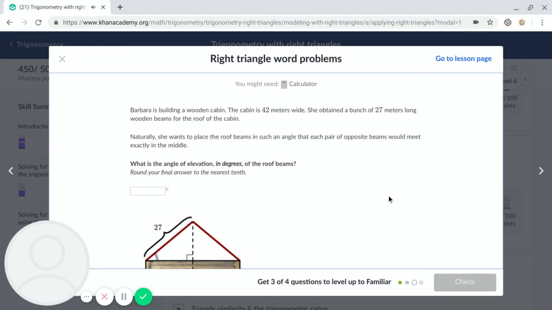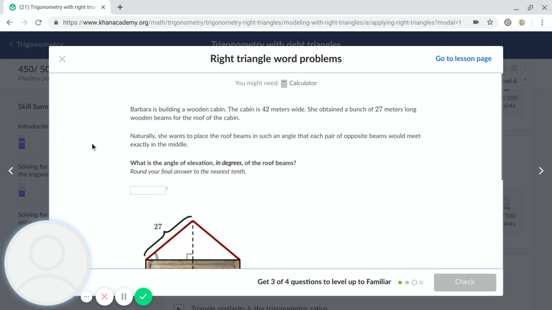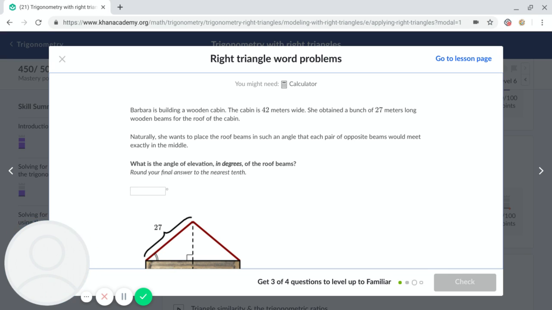Okay. So we have another one. Barbara's building a wooden cabin. The cabin is 42 meters wide. She obtained a bunch of 27 meters long wooden beams for the roof of the cabin. Naturally, she wants to place the roof beams at such an angle that the pair of opposite beams would meet exactly in the middle. What is the angle of elevation in degrees of the roof beams?